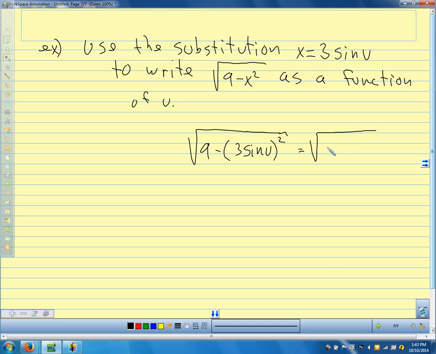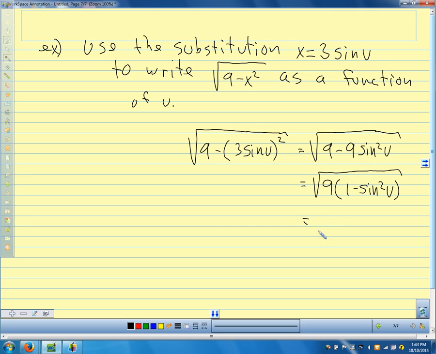And I square that quantity, 3 sine u squared is going to be 9 sine squared u. And how can I simplify this? What can I do with this 9? It's a common factor. I need to factor it out first, right? I can write that as 9 times 1 minus sine squared u. Factor out that 9.